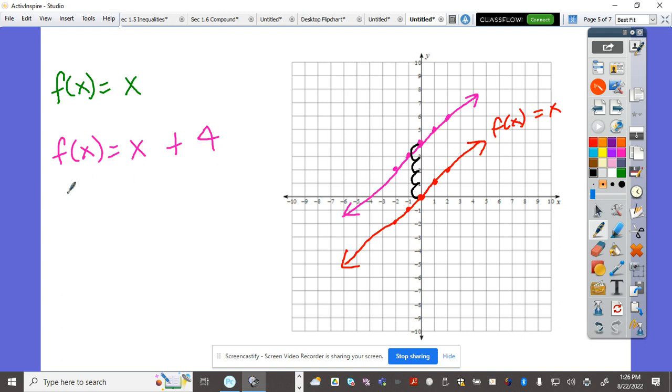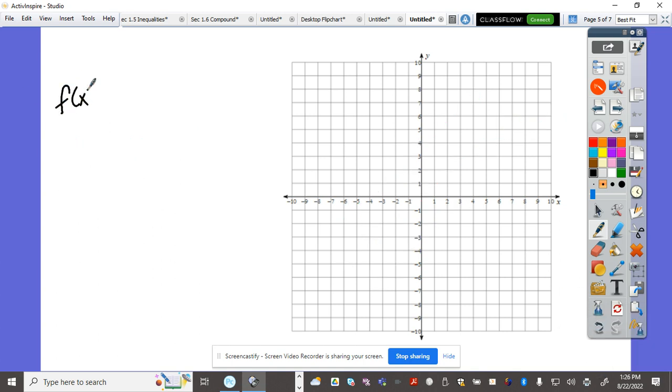And guess what? If you have f of x equal to x minus 3, from the parent function, the red one here, it will go down 3: 1, 2, 3. All those points go down 3 units, and the entire line looks like it shifted down or up by 4 or by 3 respectively. Now, if we have a parabola, same thing: f of x equal to x squared is the parent function. So start from the origin.